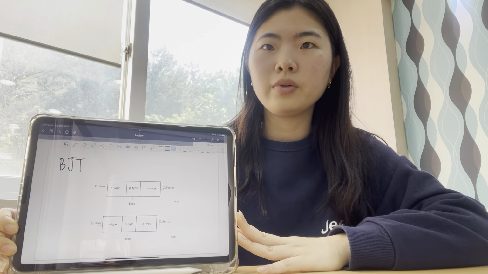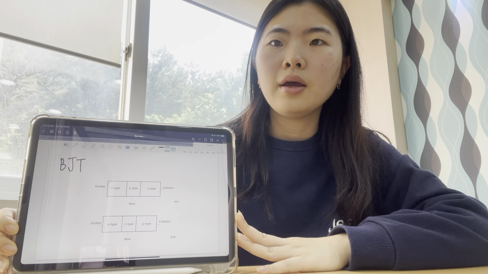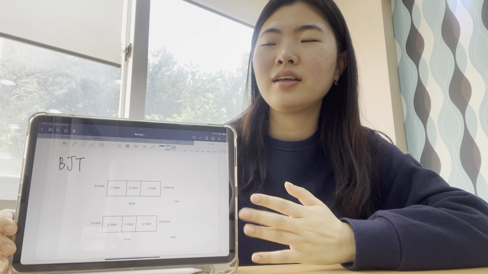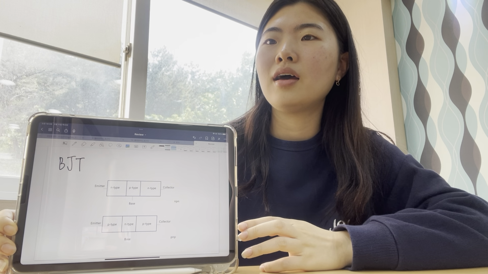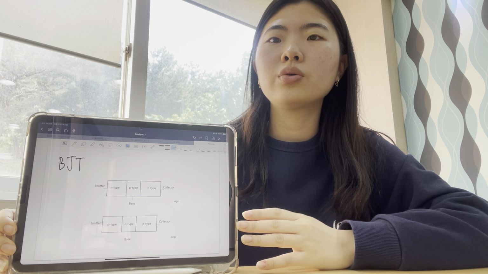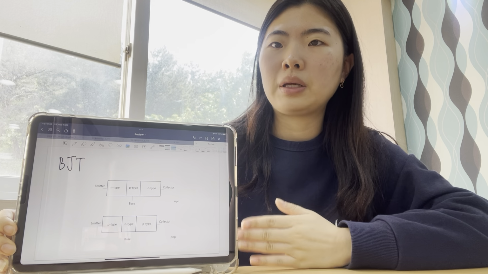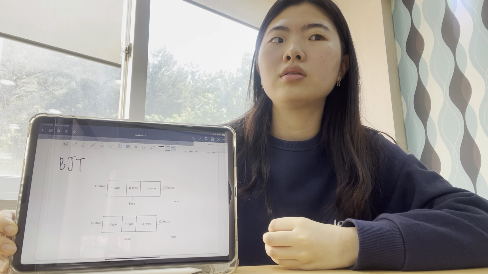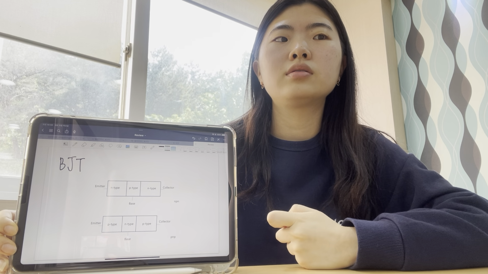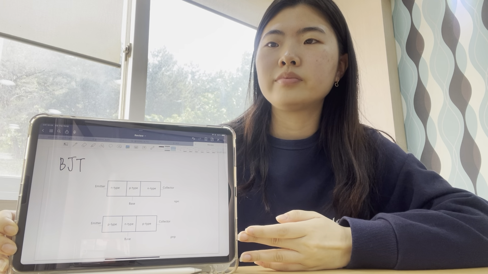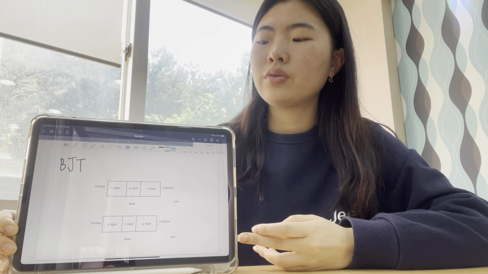And then let's talk about the BJT. I heard that BJTs are not used much anymore, but we should know the basic theory of BJT, because it was used popularly more than 20 years ago.